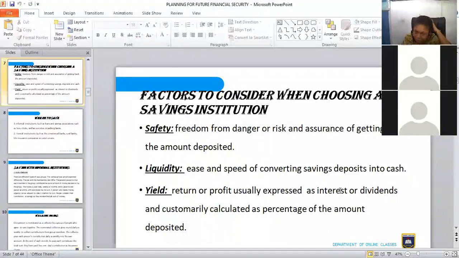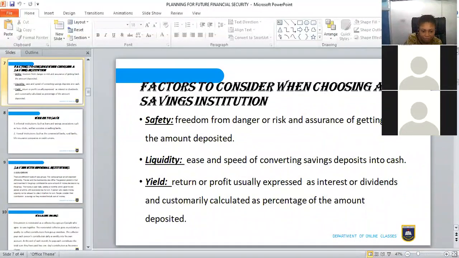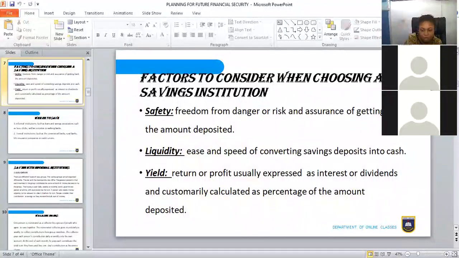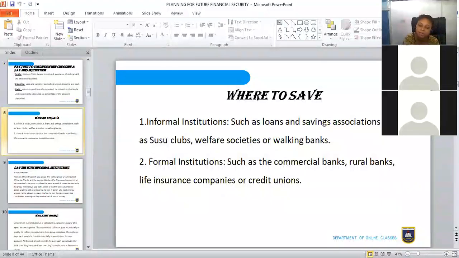So it's important that you take these factors into consideration when you are choosing a savings institution. The safety of the institution, liquidity, and then yield. Or will it just be an institution where you save for several years and the only interest that will accrue on your investment is just 1 or 2 cedis? If you had invested that money into another business, it would have yielded something better for you than just accumulating the funds. So these are some of the factors that you need to consider when you are choosing a savings institution.